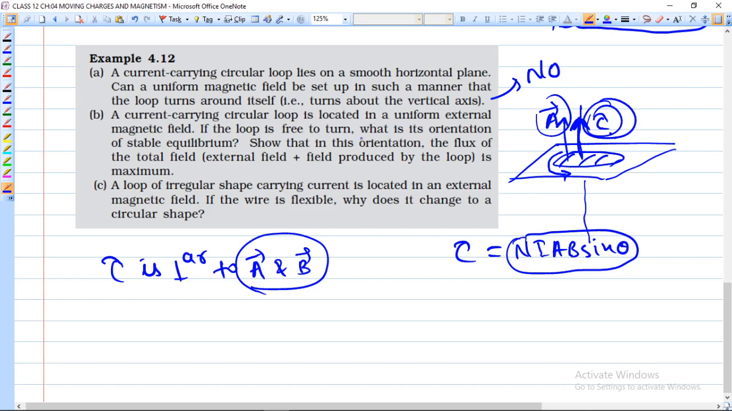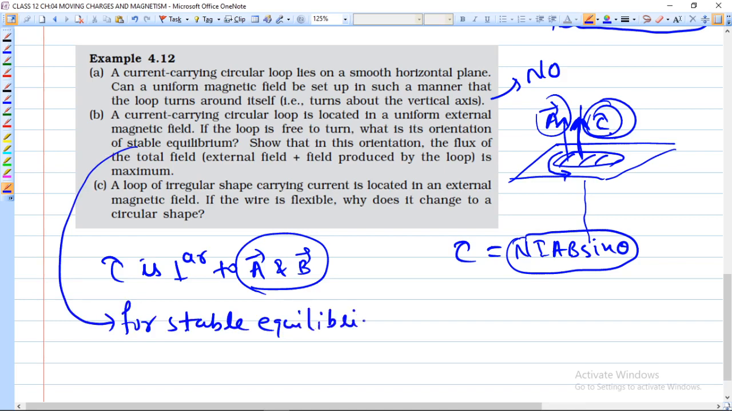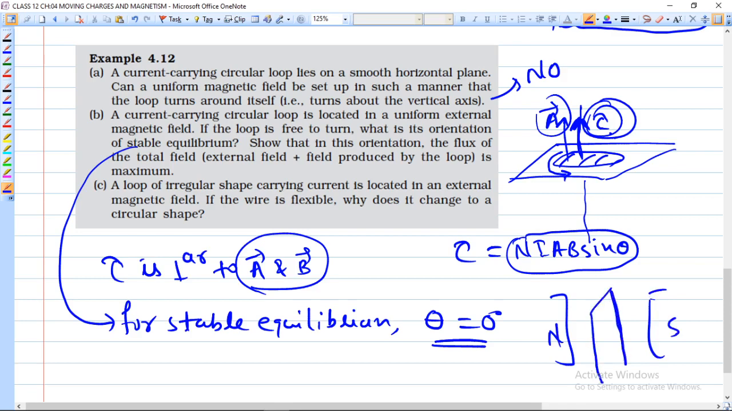If the loop is free to turn, what is its orientation in the stable equilibrium? For stable equilibrium, theta is equal to 0 degrees. 0 degrees means what? Suppose this is a north pole and this is a south pole, then the coil will get turned like this. This is the area vector and this is the magnetic field. So theta is equal to 0.